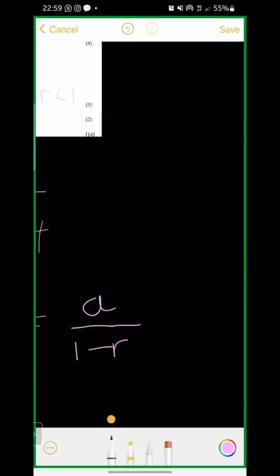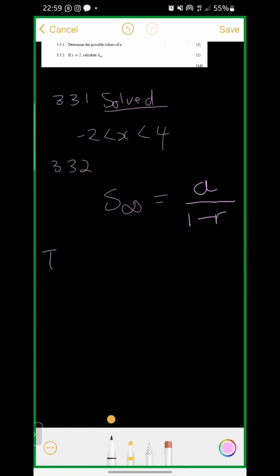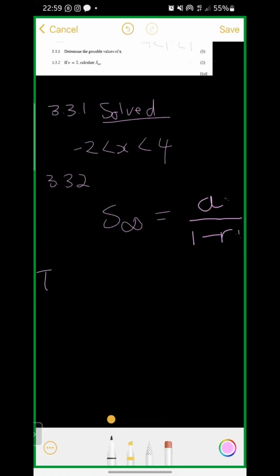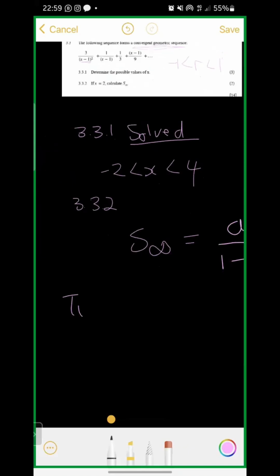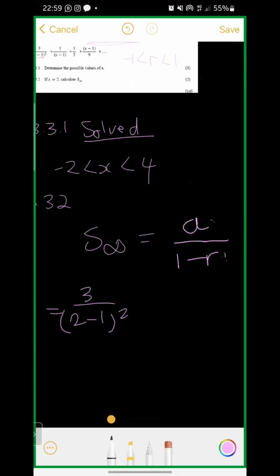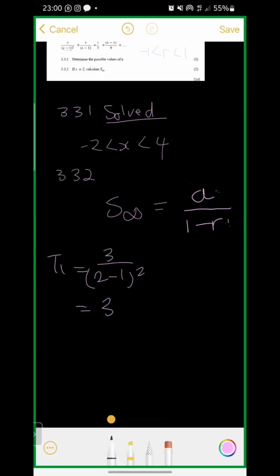Let's find T1. We need a and r. We can get r by finding the first two terms. Term 1: the expression is 3 over (x minus 1) all squared, and now x is 2, so we replace: 2 minus 1 is 1, 1 squared is just 1, so it's 3 over 1, which is 3. If we have somebody confirming for us with a calculator, then we'll be fine.